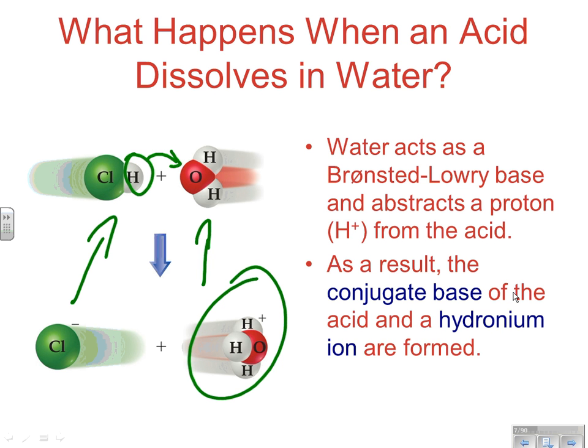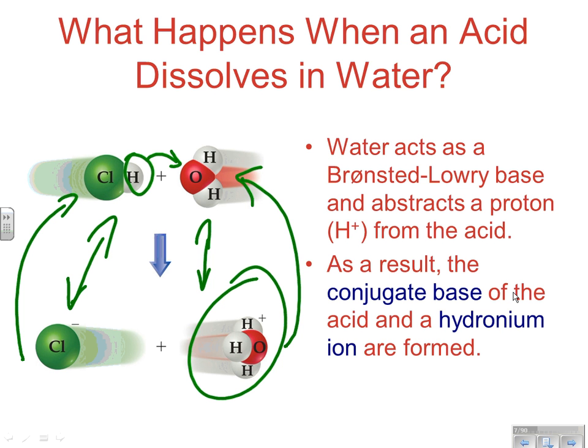A conjugate is two things that differ by a proton. HCl became Cl-, so these two things would be conjugates of each other, and H2O became H3O+. These two things also differ by a proton. So this would be the conjugate of H2O, and Cl- would be the conjugate of HCl. So as a result, the conjugate base of the acid and the hydronium ions are formed. So what we end up forming here are these two substances.